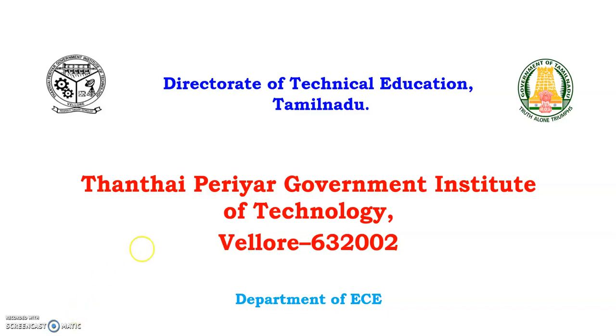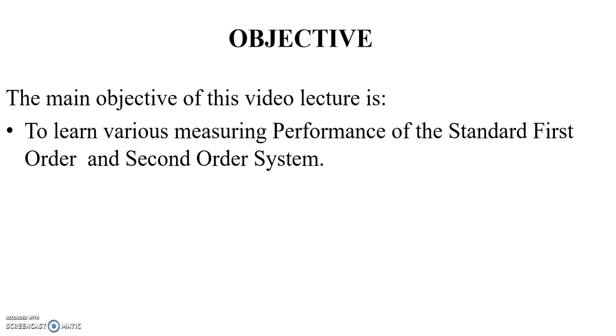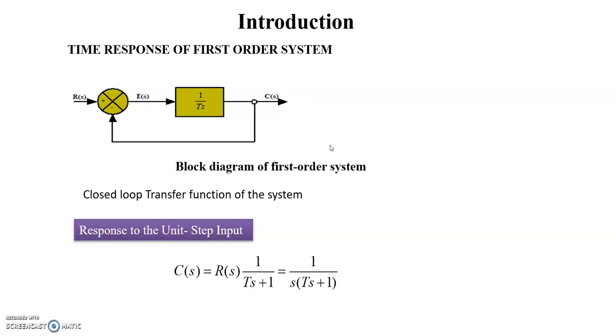Hello everyone, let us discuss the topic control systems under unit 2 of time response analysis: measures of the performance of the standard first order and second order system. Objective: the main objective of this video lecture is to learn the various measures of performance of the standard first order and second order system. First, this diagram is represented for the first order system.